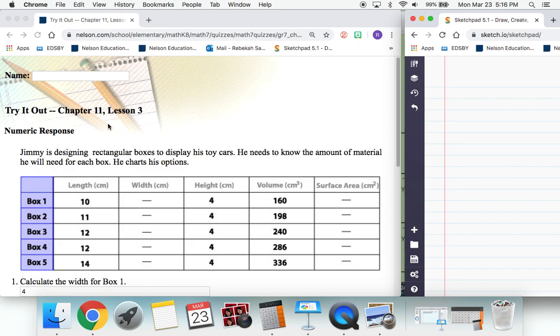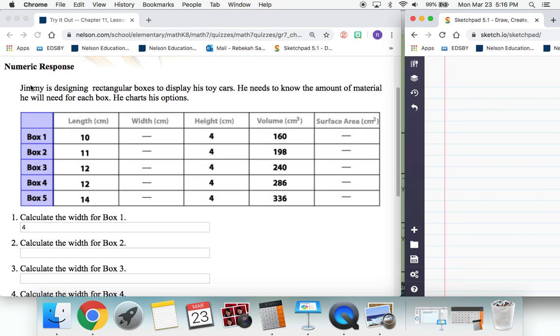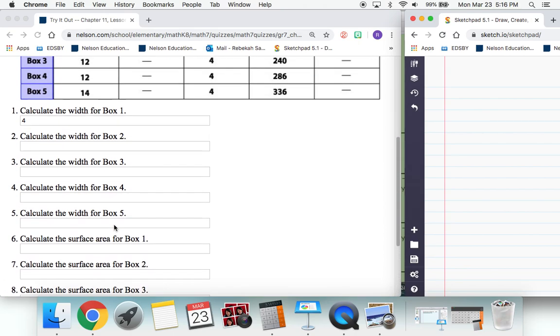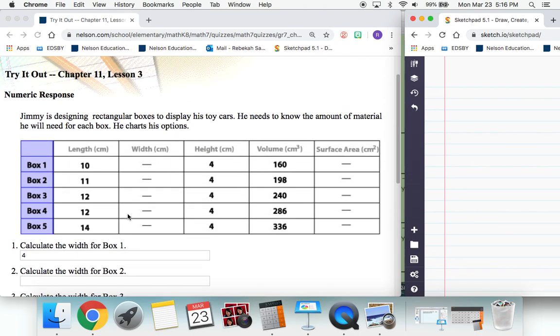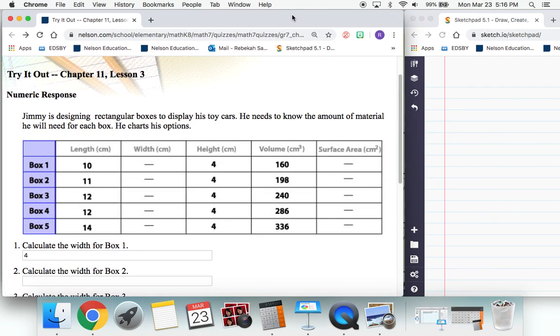All right, so Chapter 11, Lesson 3. This is what you're going to be doing today. You have 10 problems, pretty easy stuff, but I'm just going to go over it just in case you guys have any questions. When we are guessing and testing, we have to make sure that you organize your work. That's why they have a table here for us. So, let's look here at the problem.